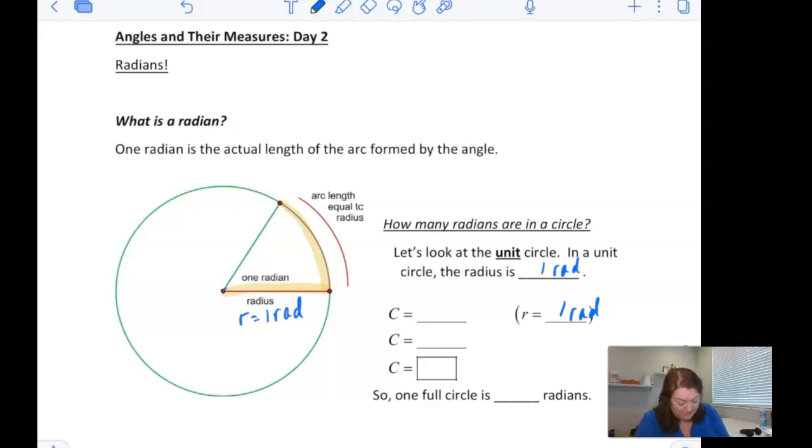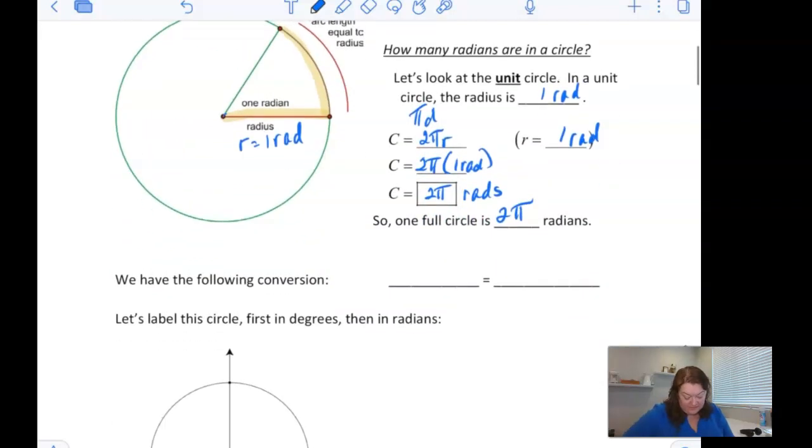So we know our circumference is usually 2 pi r, or you might have learned it as pi d. And again, diameter is just 2 radii added together. So then the circumference would just be 2 pi times our radius, which is 1 radian. So our circumference is 2 pi radians. So 1 full circle is 2 pi radians. Cool. All right. So we have the following conversion then.